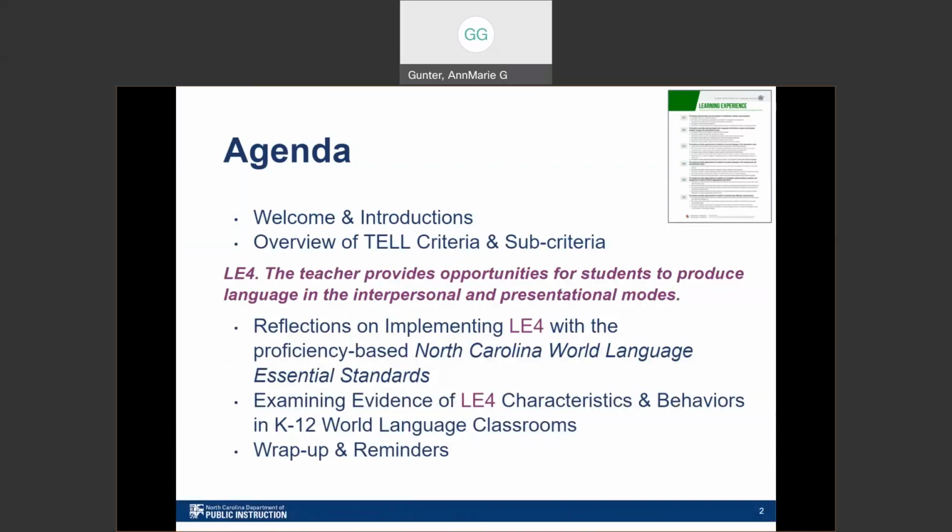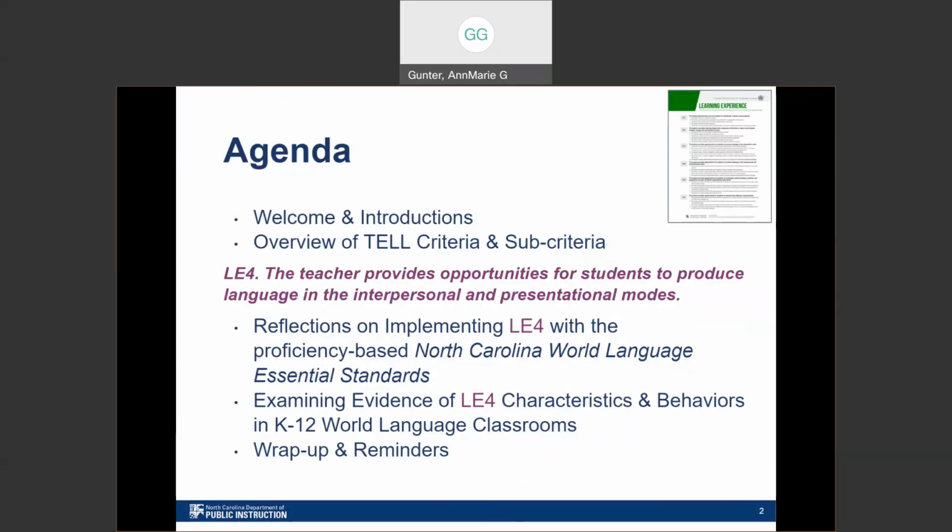LE4 is the teacher provides opportunities for students to produce language in the interpersonal and presentational modes. This is an important one for us here in North Carolina because, of course, interpersonal and presentational communication modes are 2 of our 4 standards.